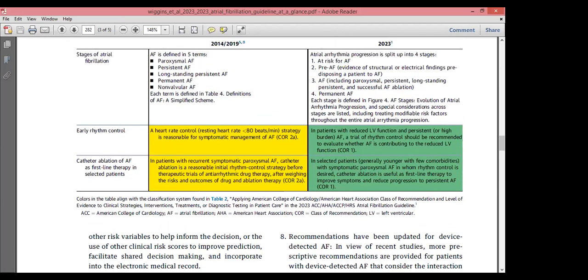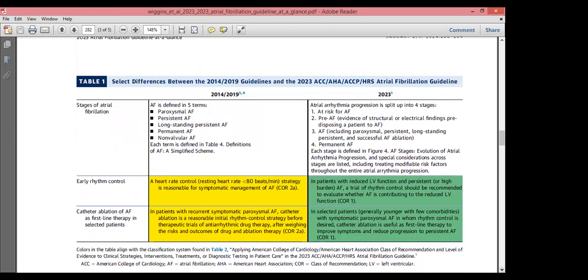This table is comparing the previous AHA guideline of 2019 with 2023. So 2019 also classified AF according to paroxysmal, persistent, long-term persistent, and so on, and now they've changed it to at risk, pre-AF, AF, and then permanent AF. Then in 2019, early rhythm control was actually a 2B recommendation, in which they advised that a heart rate control strategy is reasonable for symptomatic management of AF. So they brought it to class 1A, that patients that have reduced left ventricular function and have persistent AF should actually have an early rhythm control. So it's now a class 1 recommendation. Then catheter ablation, I said it earlier, it was formerly a class 2A recommendation. Now they brought it to a class 1 recommendation.